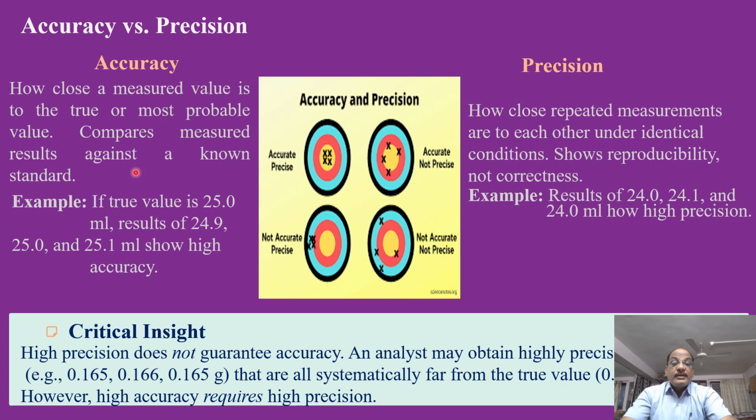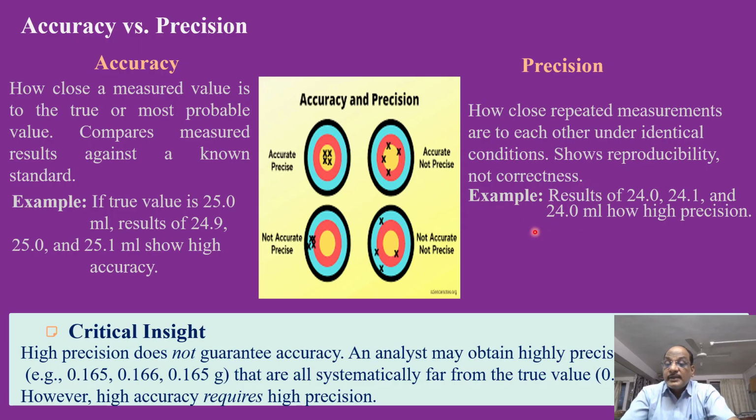It is very well explained by an example. If the true value is 25.0 and after analysis we get a result of 24.9 or 25.1, that shows high accuracy, meaning your result is mostly accurate. When we discuss precision, it is how close repeated measurements are to each other under identical conditions. It shows reproducibility, not correctness. It is not a correct result, but it is reproducible.